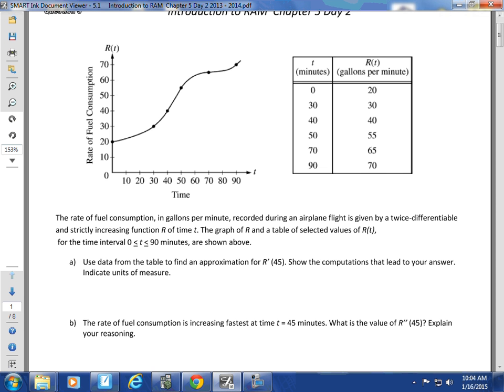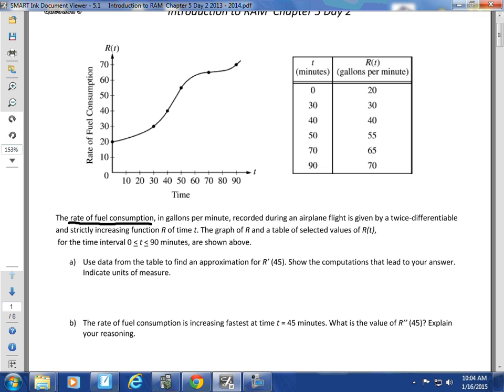So I've got this problem. It says the rate of fuel consumption in gallons per minute recorded during an airplane flight is given by the twice differentiable, strictly increasing function r of t. So this is a derivative. It's a rate. It says right here, we've got a rate of fuel consumption. And we're dealing with this over a 90-minute period. Use the data, and let's look at part A first.